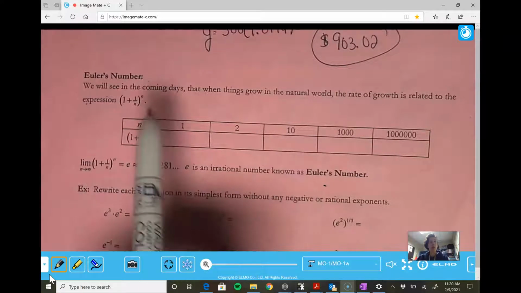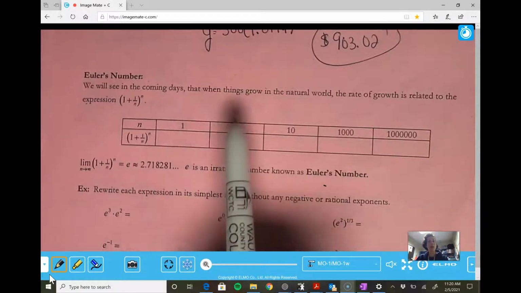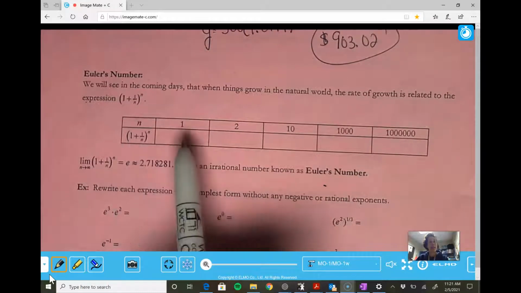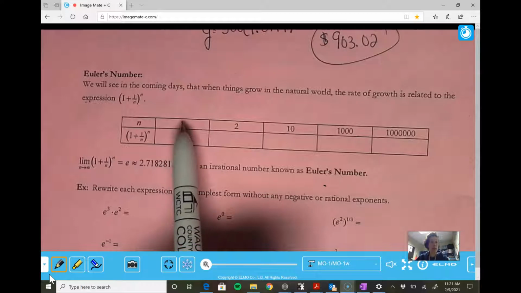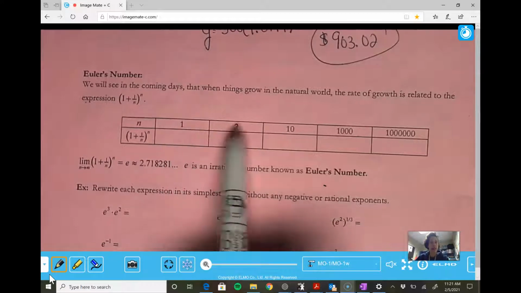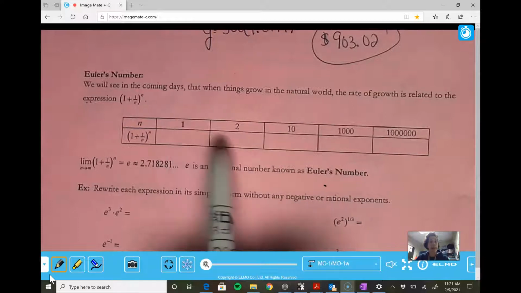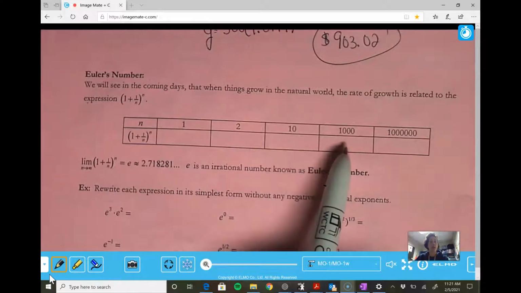And so what we're going to see in the coming days, that when things grow in the natural world, the rate of growth is related with this expression. So this guy named Euler came up with this. And what he did is he just figured this out, that if n is your time, as time goes by, then what he noticed in this pattern was the number that appeared.